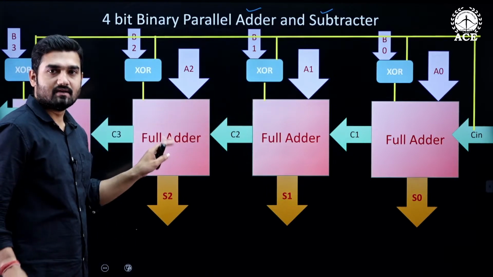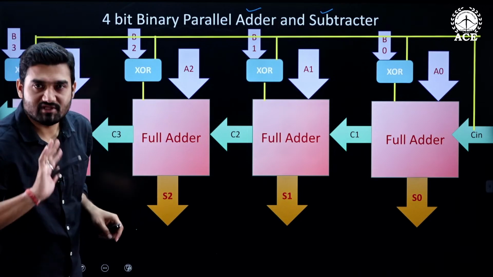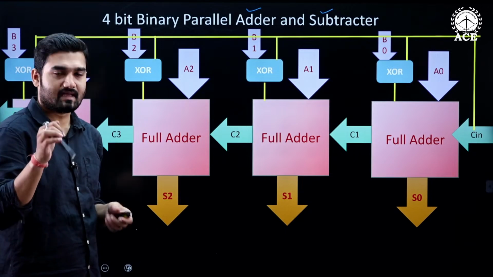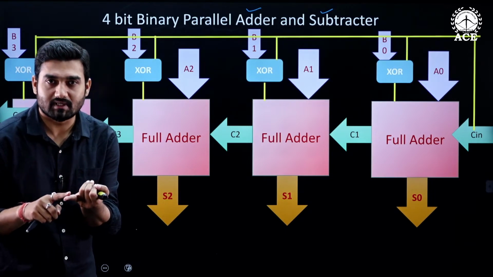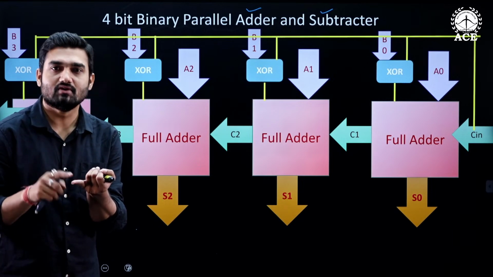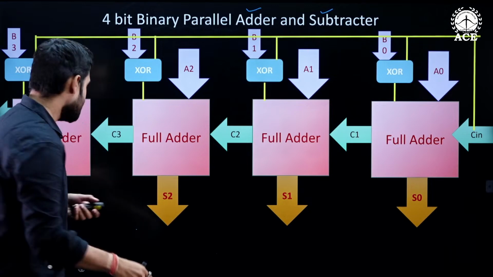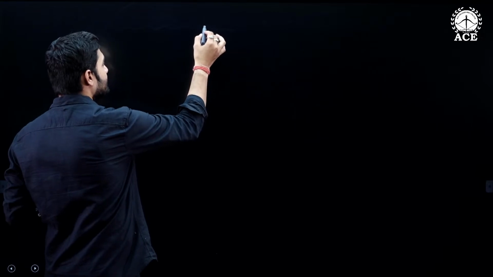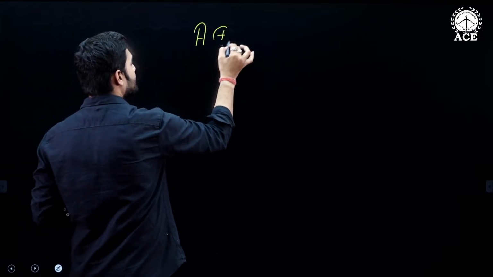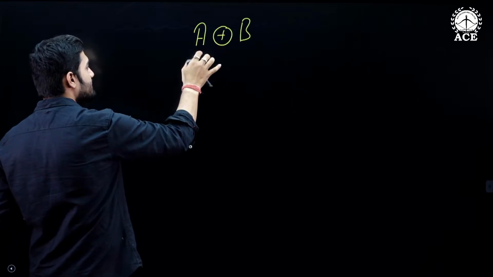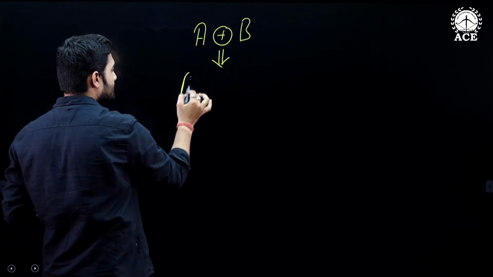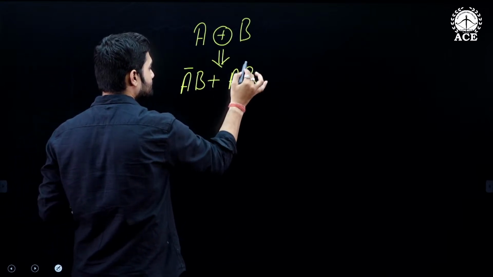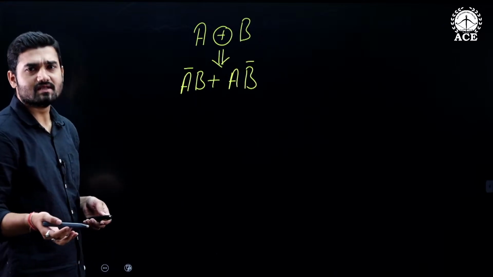Let me tell you, I am assuming you already know XOR. But still, as I told you about the decoder and the multiplexer, in the same way, let me tell you something about XOR. See, if I am writing A XOR B, what it literally means, its equation is saying A complement B plus A B complement. Okay, fine. Yes or no?